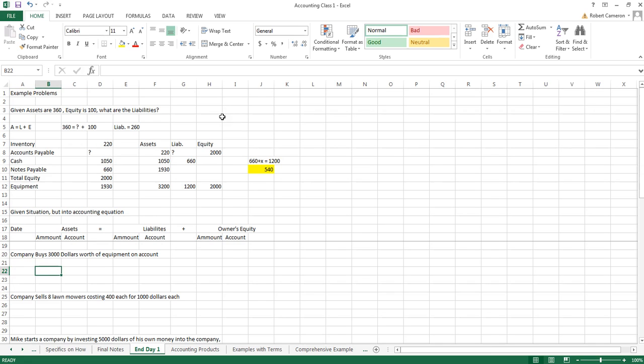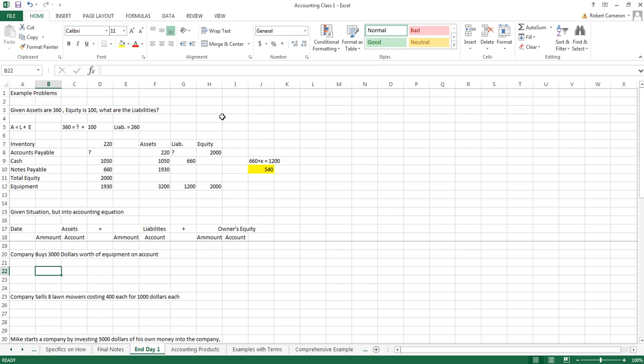So the company buys $3,000 worth of equipment on account. Now this phrase on account is something I've not really used too often. On account just means instead of paying cash, they say it's an IOU. So when I talked in earlier videos about accounts payable, the IOU, that's what on account means. So, company buys $3,000 worth of equipment on account.